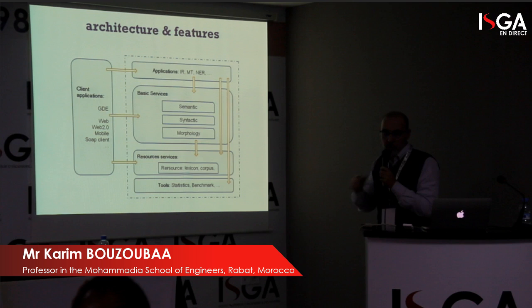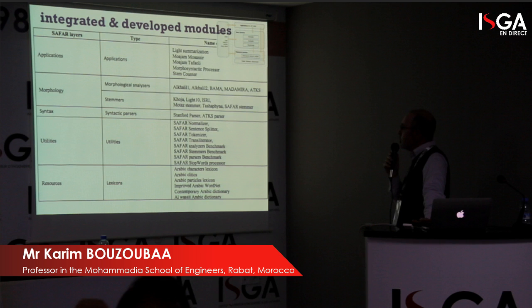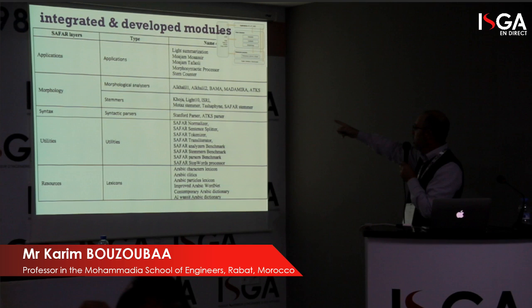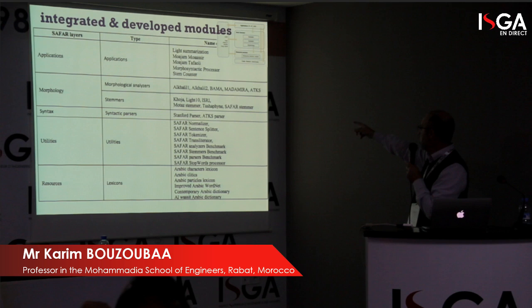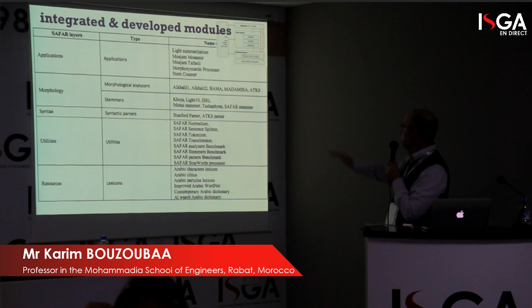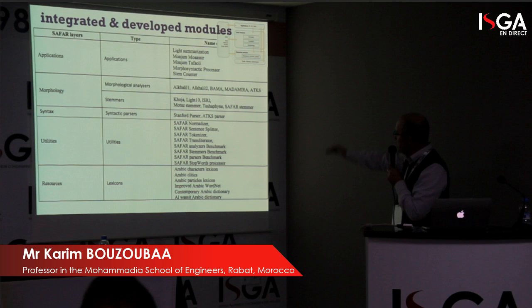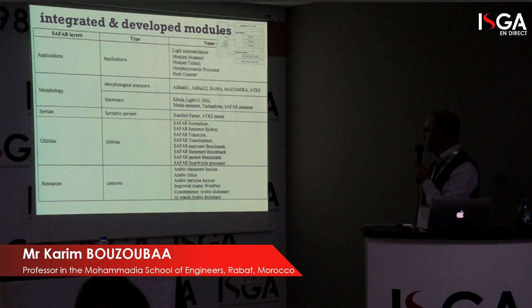Those are the modules, the tools that are available at the application level. For morphology, we have morphological analyzers and stemmers. We have included the most known in terms of morphology: Al-Khalil, first and second version, Buckwalter, MADAMIRA of Nizar Habash, and ATKS of Microsoft. So all of them are available. All the known stemmers, and we have our own stemmer also. And two syntactic parsers, only two are available right now for Arabic. And different utilities, most of them used in machine learning, etc., as pre-process or maybe sometimes as post-process for OCR.